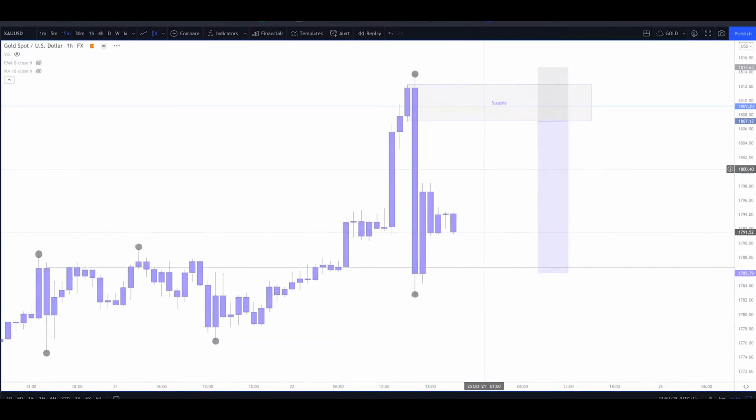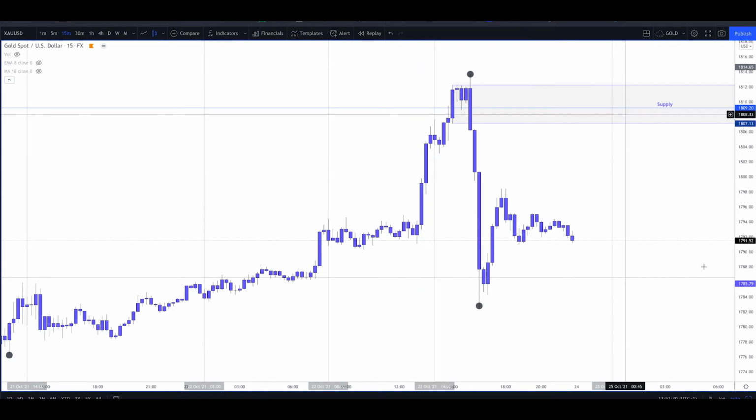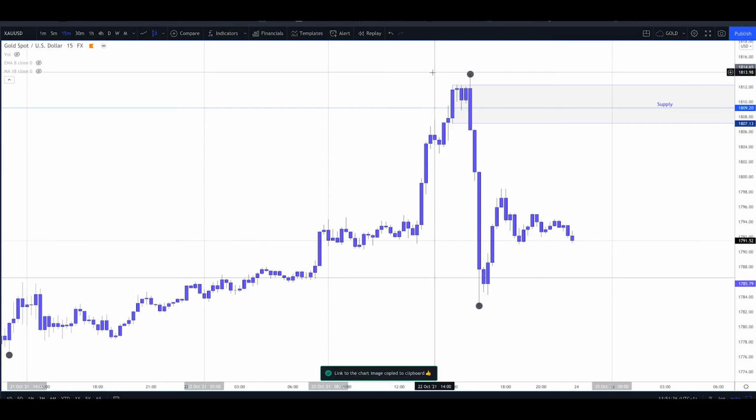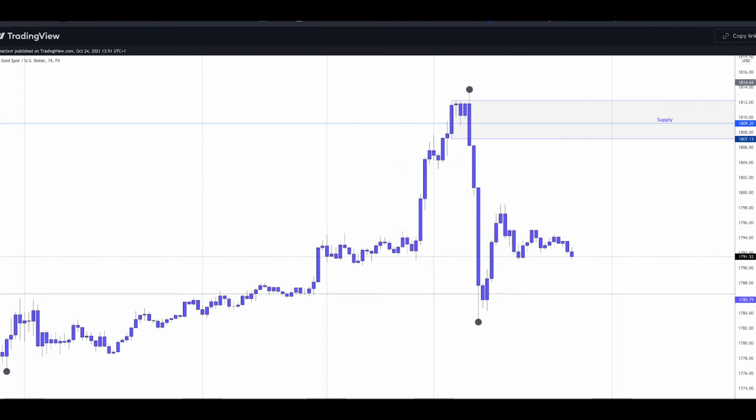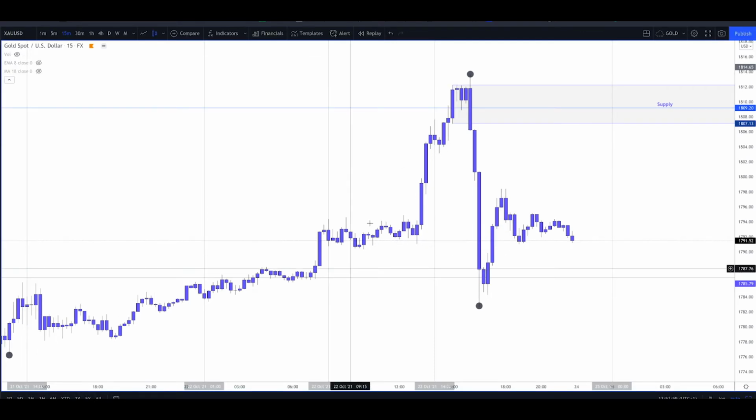Now let's go to the 15-minute and copy this as well. And by the way, I have my sessions plot on. So we had the drop from the London to New York switchover. And we had a massive move to the downside in the US session. So let's copy this. Yes, I copied it. And let's go back to Notion.